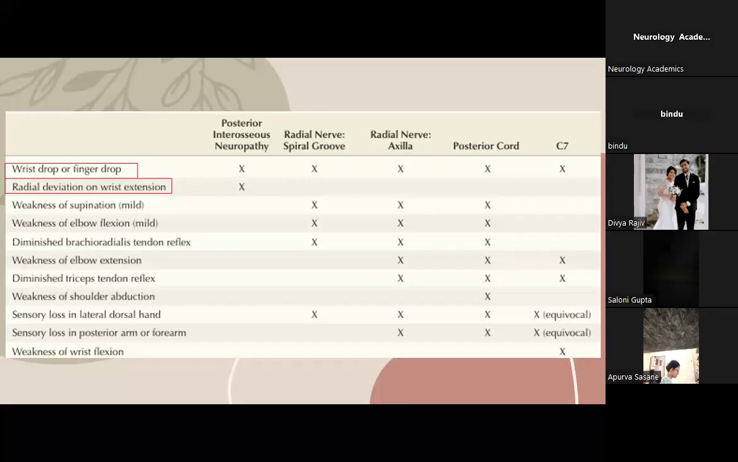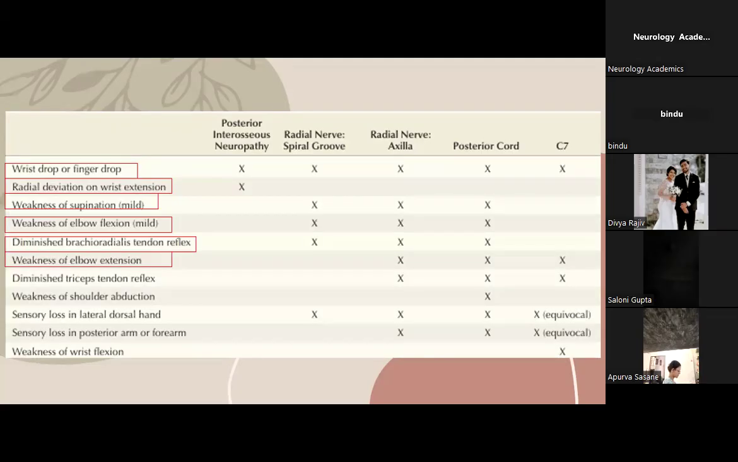If the lesion is at the radial spiral groove, the patient will additionally have mild weakness of supination because it gives branches to the supinator at the level of the elbow. And there will be weakness of elbow flexion. This is because of the brachioradialis, as the branches to brachioradialis are given at the level of the elbow. And the brachioradialis tendon reflex will be diminished.